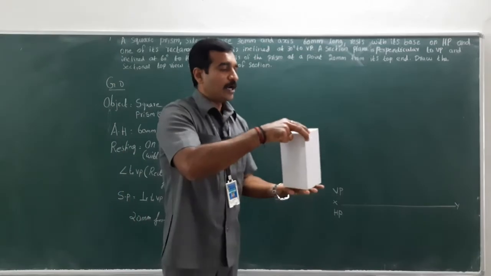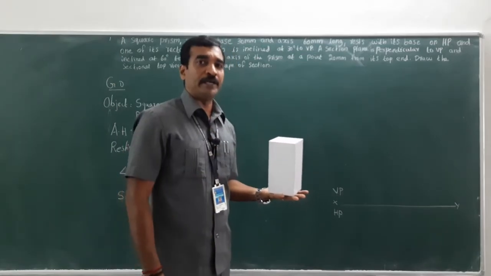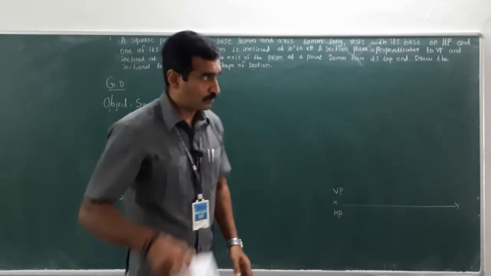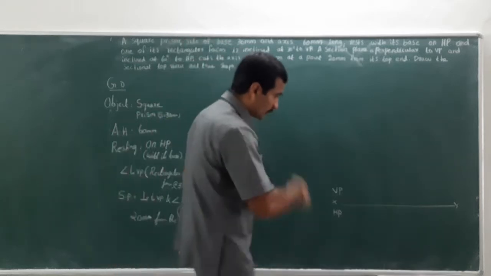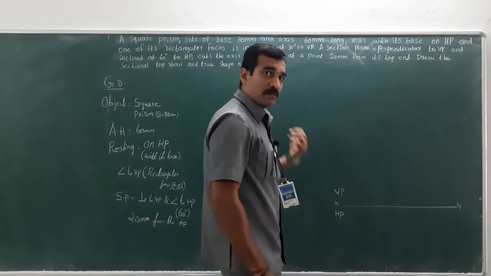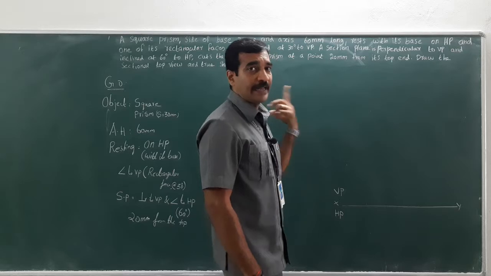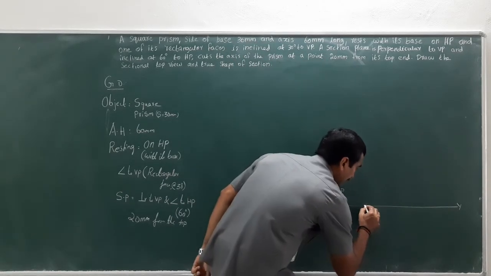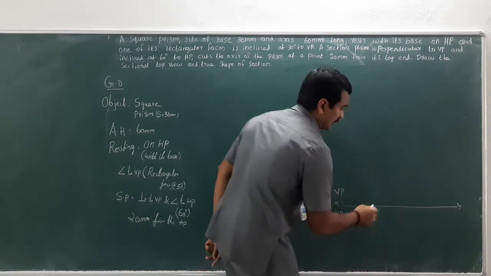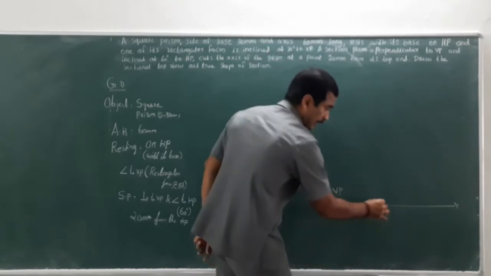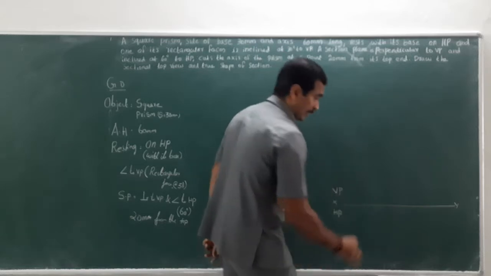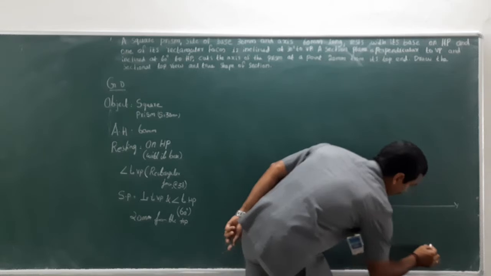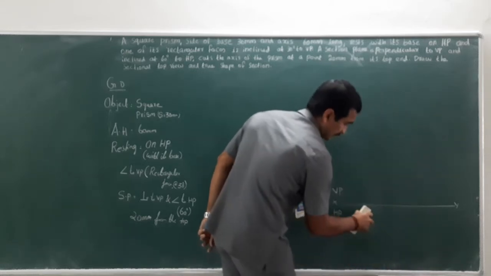Since the object is resting on the HP, definitely you will see the square shape on HP. So, first I have to draw the true shape on the HP. But the rectangular face is inclined at 30 degrees. Therefore, choose a point somewhere here and keep your protractor in this manner. Now, take 30 degrees from the horizontal line. So, 30 is somewhere here. Draw a thin line. So, this is something like this, 30 degrees.